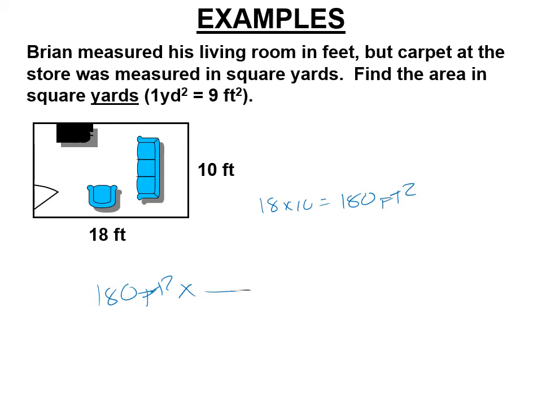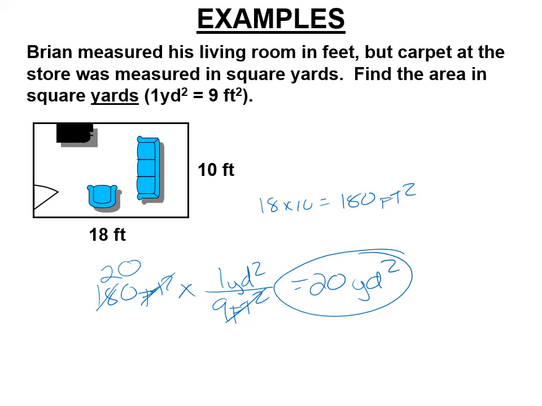Now he's at the store, and he realizes carpet's sold in square yards, so he has to convert. So 9 square feet for every 1 square yard. Those cancel. Oh, nicely, 9 goes into 18 twice, and then the extra 0. So you have to buy 20 square yards. And again, you don't buy exactly that. You buy a little bit extra for cutting and fitting and all that sort of thing.